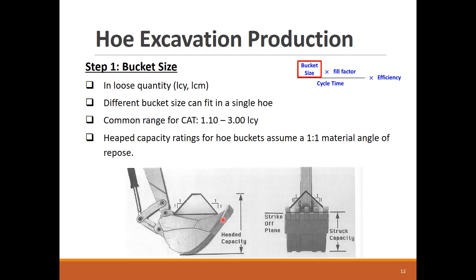The first step is to identify the bucket size, which is typically provided in loose cubic values as the soil swells during the excavation process. You will need to know what bucket size is installed in the hoe, and buckets can be changed. The buckets can range between 1.1 to 3 loose cubic yards, and this capacity can be increased to account for the heaped volume of the soil in the bucket.